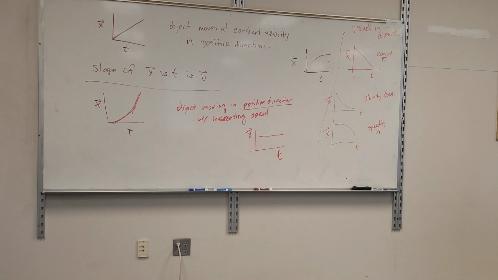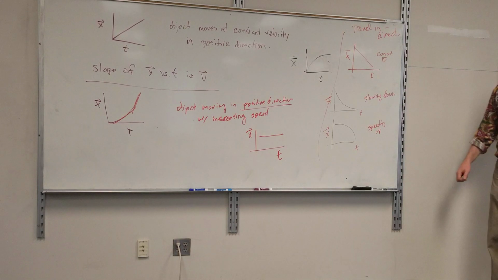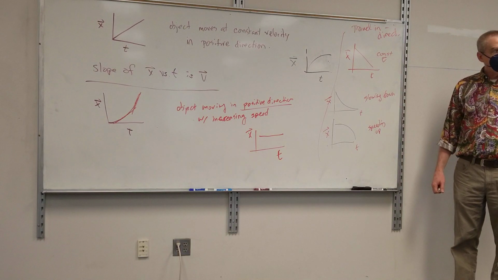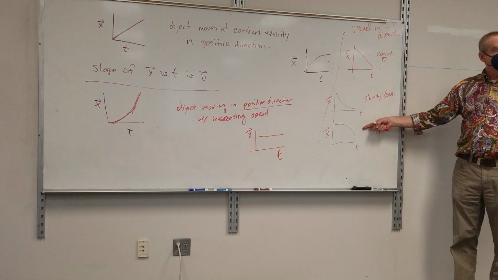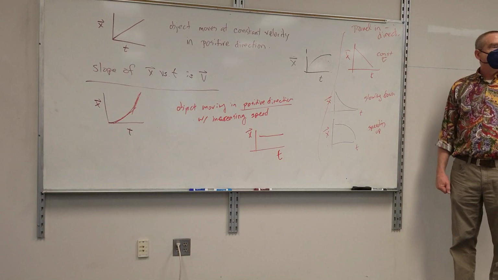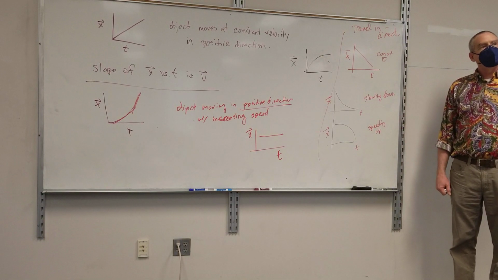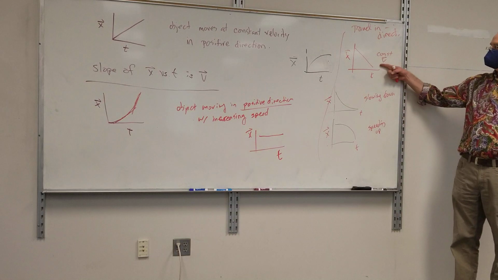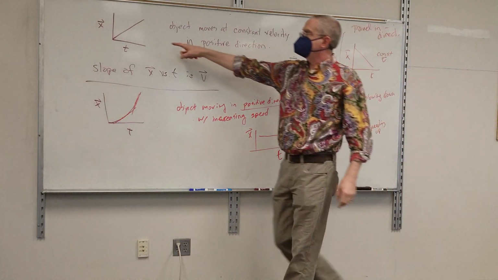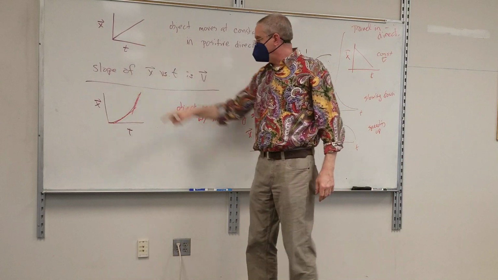So, for that sentence, would you say the object is traveling in the negative direction with increasing speed? This one right here? Yes, that works. Okay, cool. So both the upper one, and then the one on the left, the horizontal line.